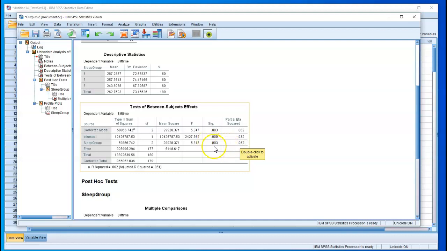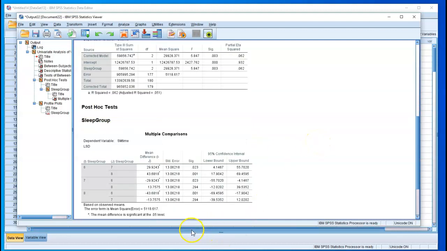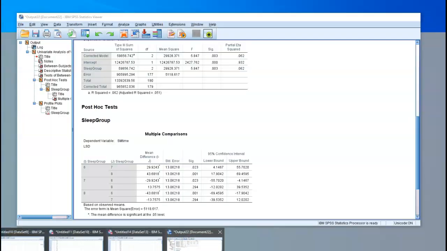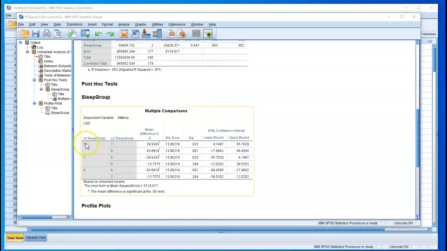All right, so our p-value of 0.003 shows us that all three means are not the same as each other. So now we need to look at our post hoc test to see where the differences may lie. With our post hoc test here, we did the Fisher post hoc test, and we're comparing the 6, 7, and 8-hour sleep groups. Our first row of this output is looking at groups 6 and 7.